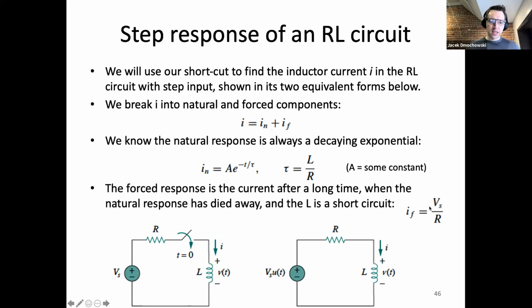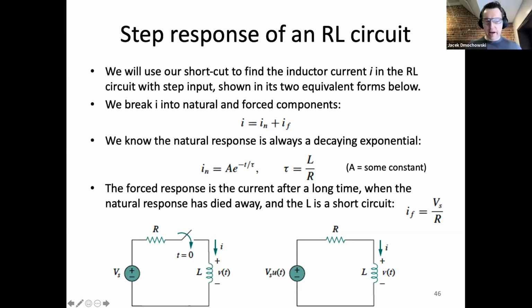So the forced response we know. Like I said, it's Vs over R. And the way we know that is at time equals infinity, this thing is a short circuit, and so our circuit just has a battery with the voltage of Vs in series with a resistor. So the current by Ohm's law is Vs over R, and that just flows.